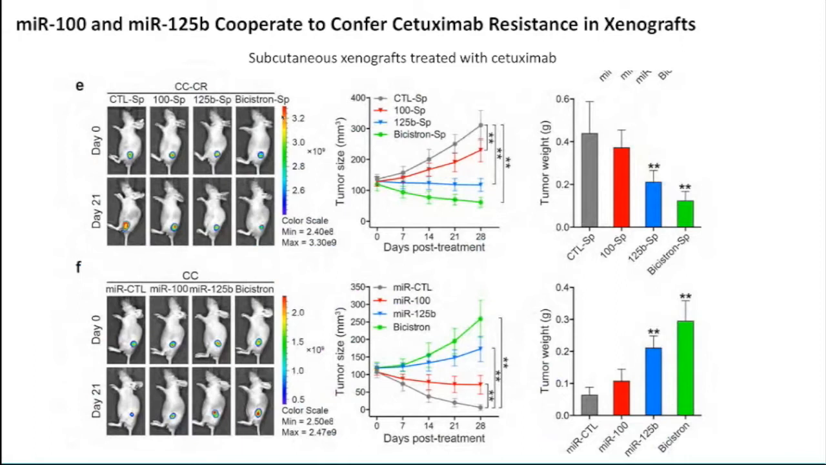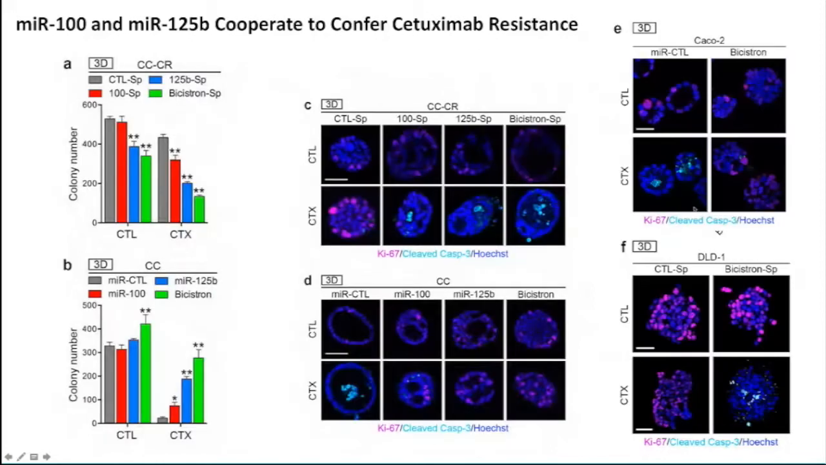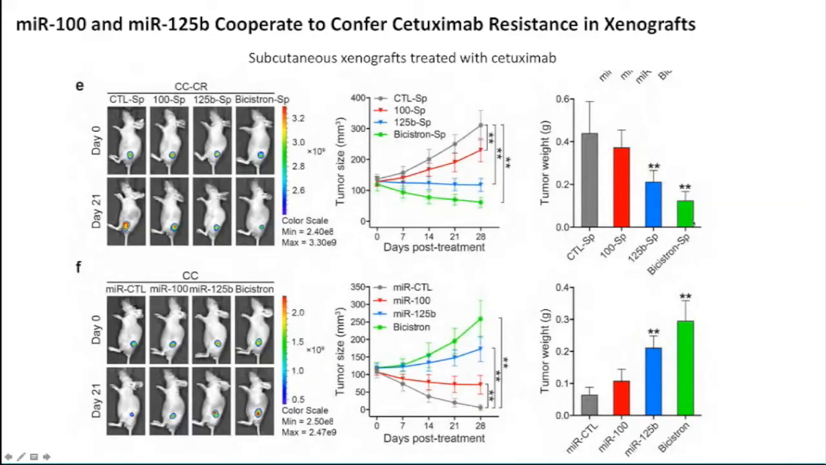And it's not only in the colonies, but also then when we do subcutaneous xenografts, it's the same exact thing when we look at this. When we take these xenografts, if we go over here to the right, if we block expression in the cells before they're injected into the mice, you'll get less tumor and in the CCCR cells, and if we overexpress it, we can make the CC cells now become have a higher tumor weight. Okay, so it's consistent again both in the cultured cells and in xenografts that these two microRNAs are conferring cetuximab resistance.